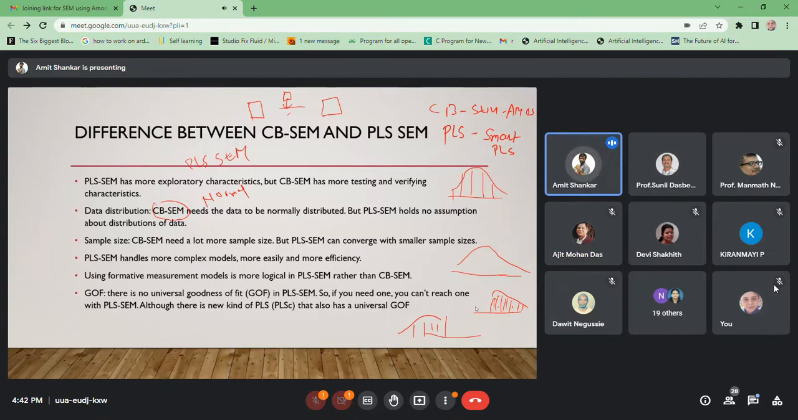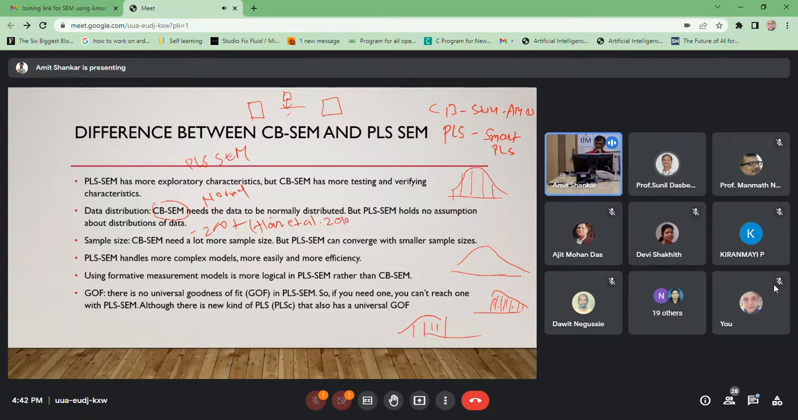But if you are running PLS-SEM, normality is not required. Sample size, someone asked what the sample size is. For CB-SEM, I'll tell you, 200 plus is good. You can use it. But the smaller the sample size, the lower the goodness of fit. So you have to increase the sample size to get the goodness of fit of the model. But yes, a 200 plus sample size will work. You can give the citation here, et al.